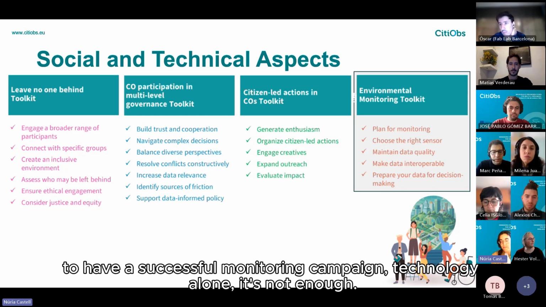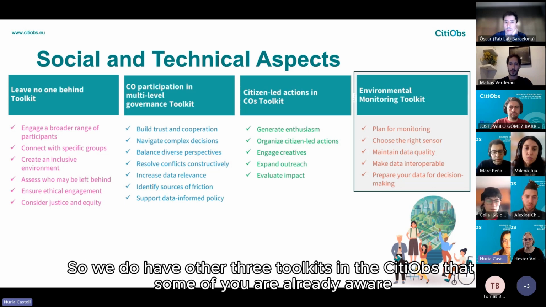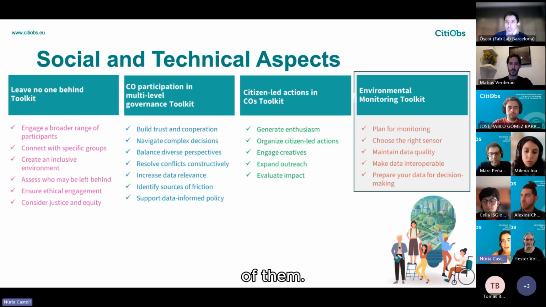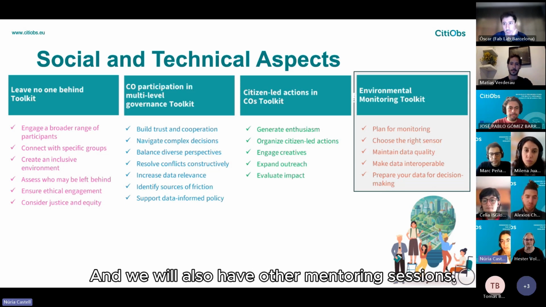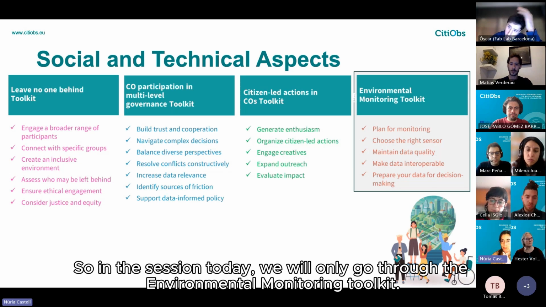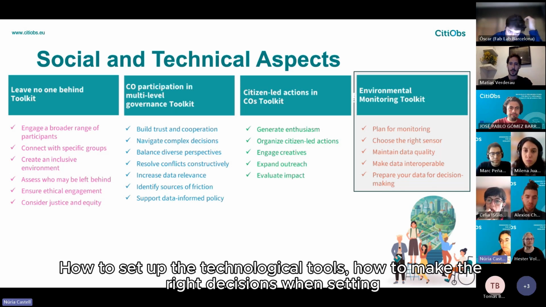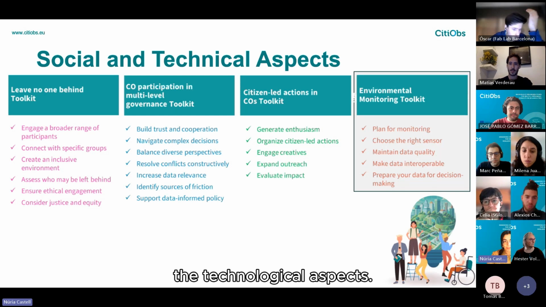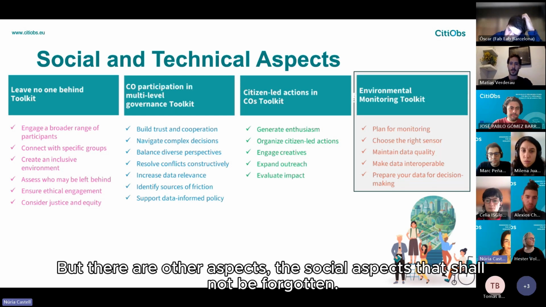But if we want to have a successful monitoring campaign, technology alone is not enough. So we do have three other toolkits in City Ops that some of you are already aware of. And we will also have other mentoring sessions. So in the session today, we will only go to the Environmental Monitoring Toolkit, how to set up the technological tools, how to make the right decisions when setting the technological aspects. But there are other aspects, the social aspects, that shall not be forgotten.